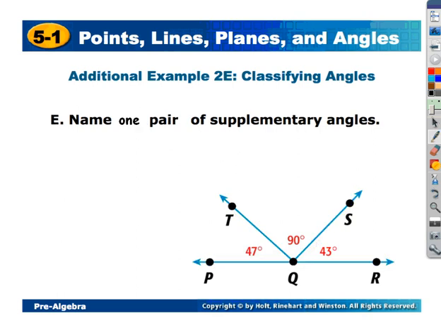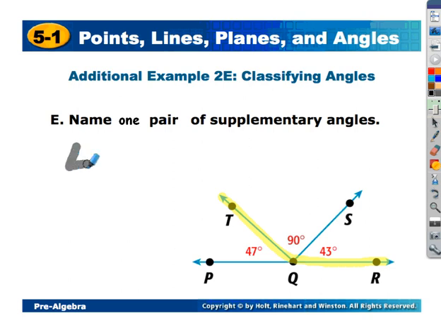Let's try another one here. Name one pair of supplementary angles. Just take a second, pause, see what you can do. All right, let's see how you did. This one's a little trickier because if you look, there's only three numbers, and if you add any two of them together, you don't get 180. What you have to remember is that this angle right here, angle TQR, is an angle. It's an obtuse angle.